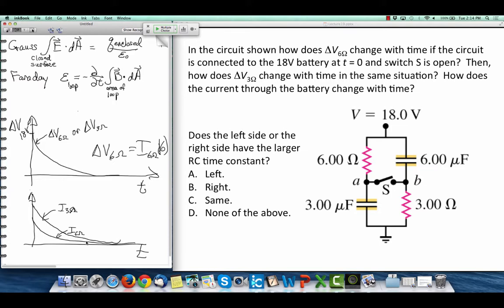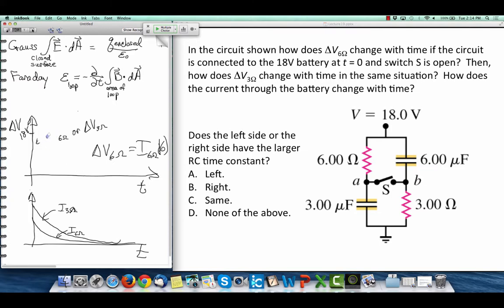So why did they do this in this problem? Why did they make the RC time constants the same? What if they weren't the same? What if this was 6 ohms, that was 3 ohms, and this was 6 microfarads, and that was 3 microfarads over there on the right? What if this on the right was 9, and on the left was 36 for the RC time constant?